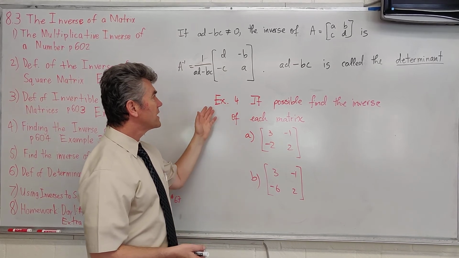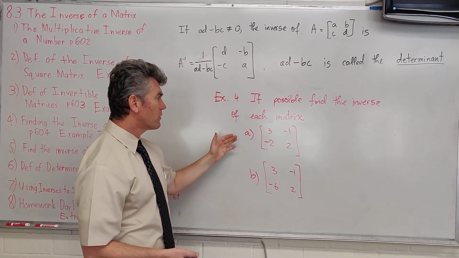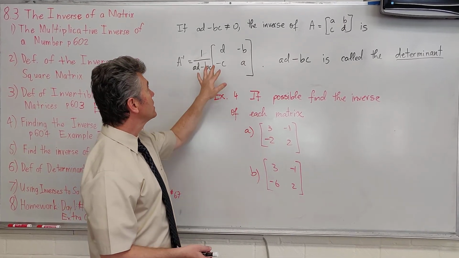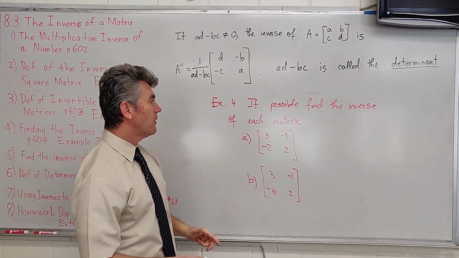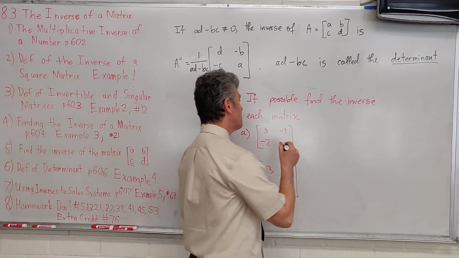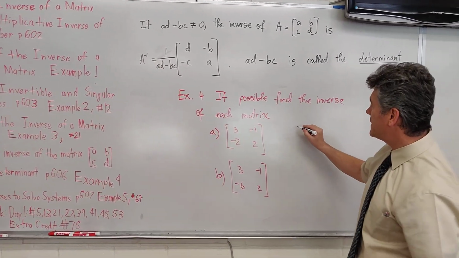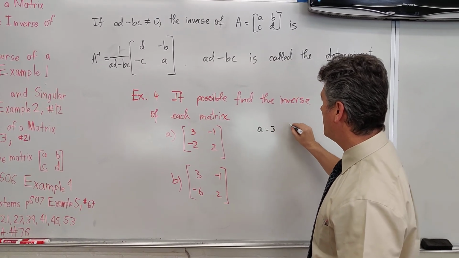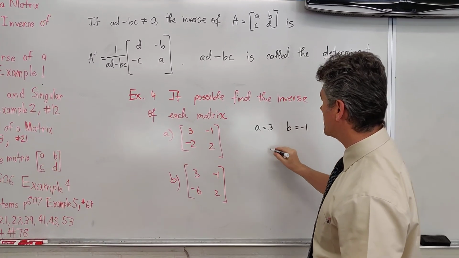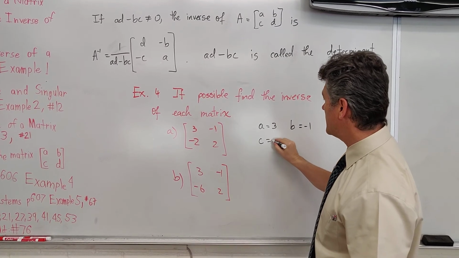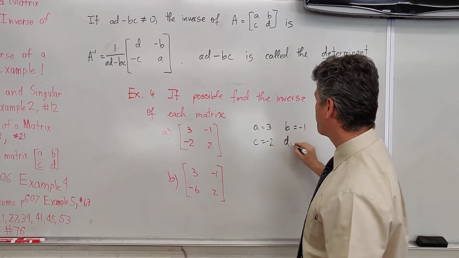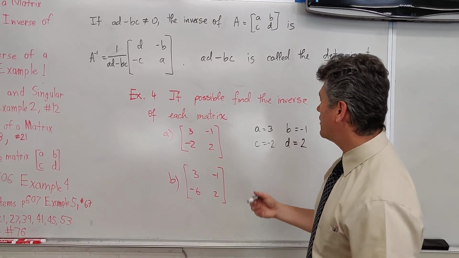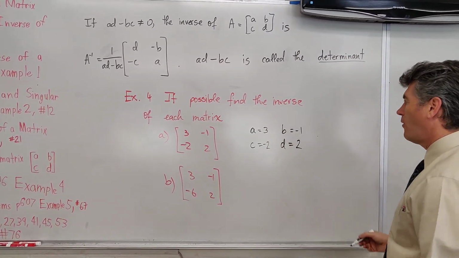So we have example 4. In example 4, we're going to find the inverse of a 2 by 2 matrix using the formula given to us. Step 1, identify your A, B, C, and D. So A equals 3, B equals -1. That should be your first step. C equals -2. D is equal to 2. If you think you already know, you don't need to do all this.